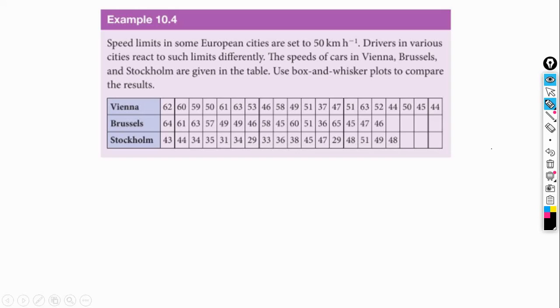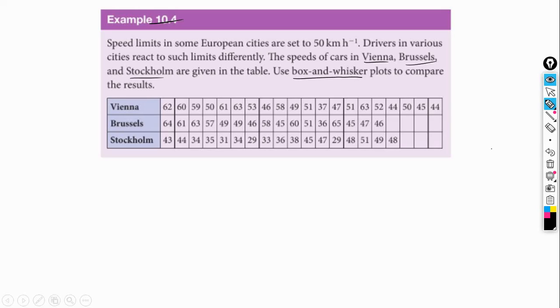Okay, so next we have example 10.4, and it says speed limits in some European cities are set to 50 kilometers per hour. Drivers in various cities react to such limits differently. The speeds of cars in Vienna, Brussels, and Stockholm are given in the table. Use box and whisker plots to compare the results.